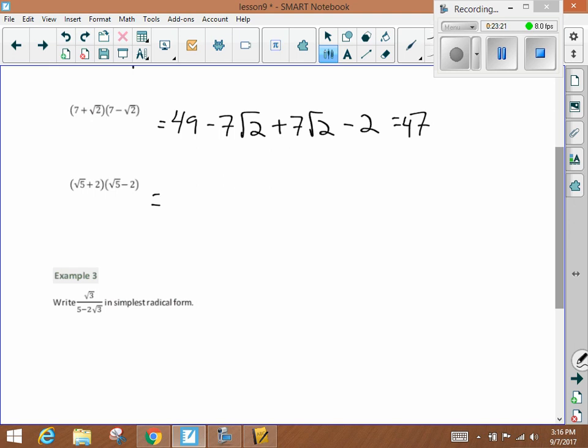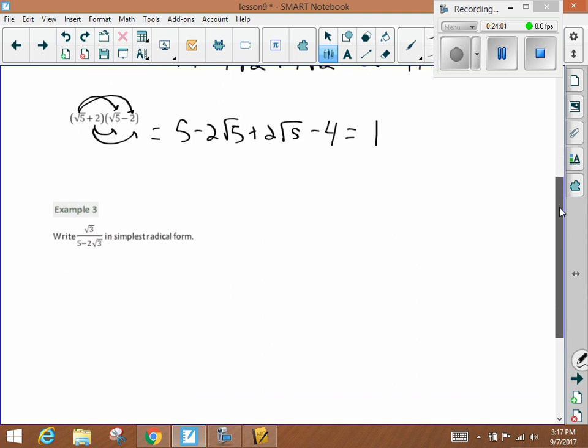Root 5 times root 5 is 5. And then I have a positive 2. Oh, sorry, let's start with a negative 2 root 5. Negative 2 root 5, right? And how did I get that? I multiplied this one times that one. That's negative 2 root 5. I'm going to now multiply, right? I did that one. Now let's go ahead and do this one. Positive 2 root 5. And this gives me negative 4. So my answer is 1. Because the negative 2 root 5 and the positive 2 root 5 will cancel.